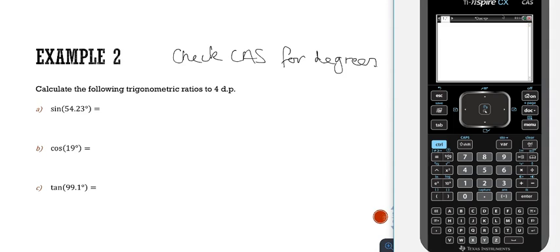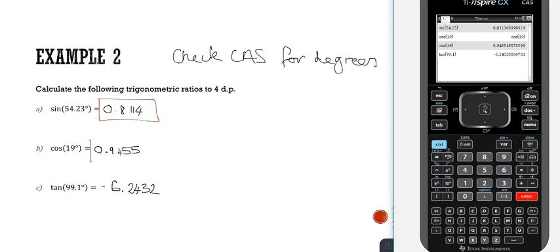And then I'm going to do each of these calculations. Use the trig button, below control as trig, and then just type in your angles, so 54.23, and then equals. Now, my cos question there, cos 19, because the number I've input is not a decimal, it is just popping out with the same answer. So control enter, and I get out my decimal answer of 0.9455. 4 decimal places, done. Next question, tan 99.1, gives me out negative 6.2432. Red box my answers.